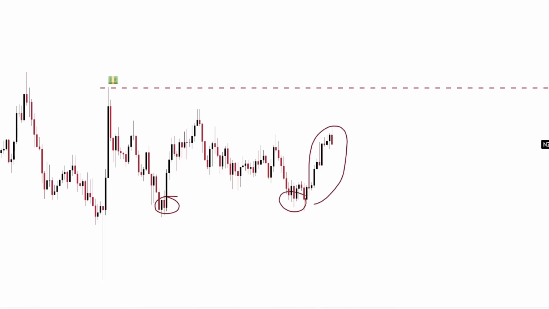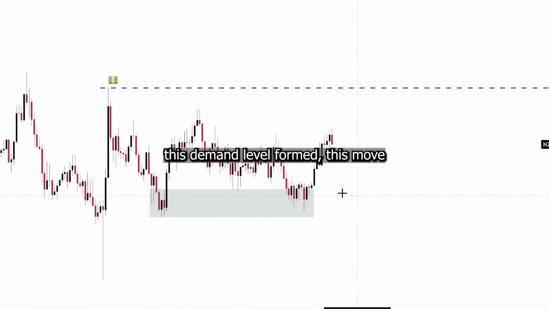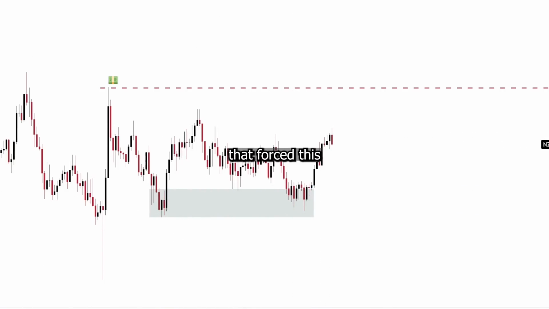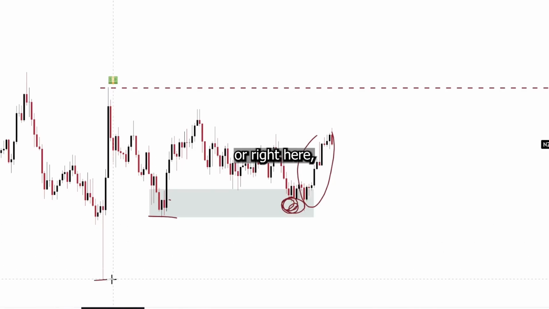So now, knowing this, you're marking your zone. This demand level formed this move that forced this bull run. So anybody that sold price, bought price right here, their stop losses would either be right here or right here.